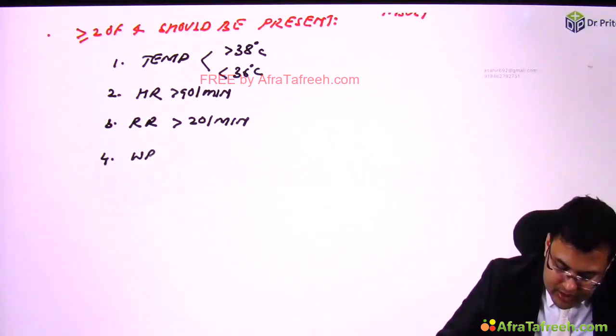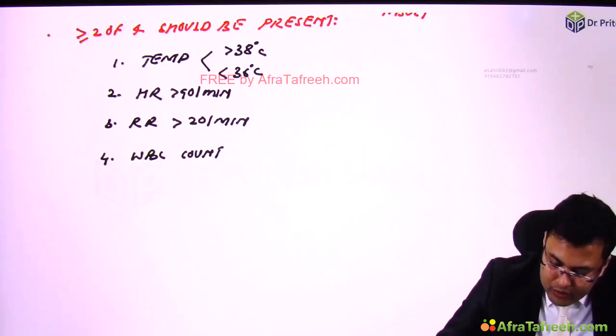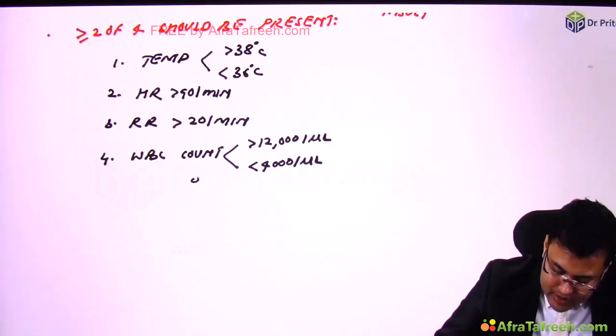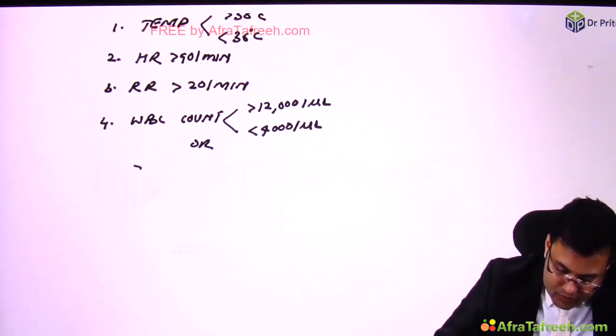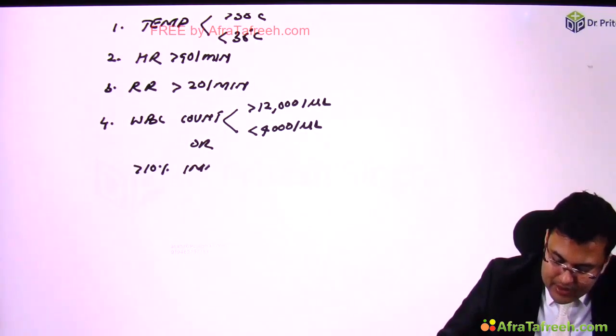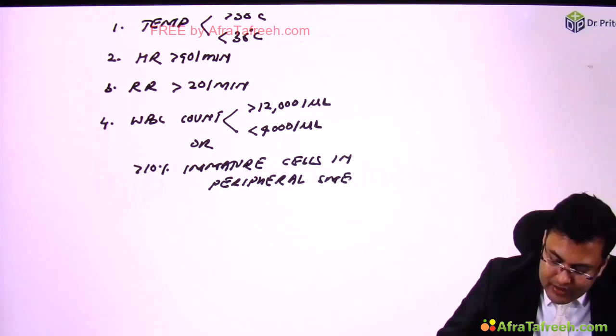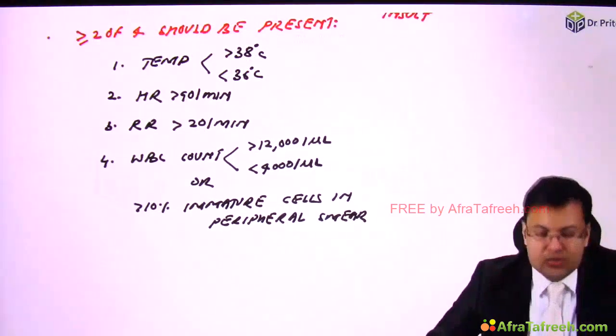And fourth, WBC count, either more than 12,000 per microliter or less than 4,000 per microliter, or there is more than 10% immature cells in peripheral smear. So these are the 4 parameters. Out of these 4, at least 2 should be present.